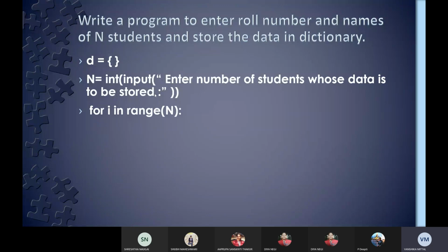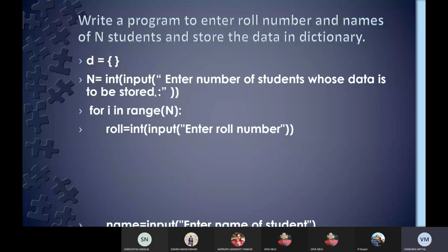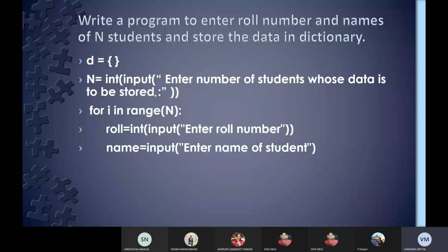Next, for i in range n, we have given the range as n, so that it will be taking input for n students n times. Roll and name are the variables in which it is going to store the roll number and name of those n students.